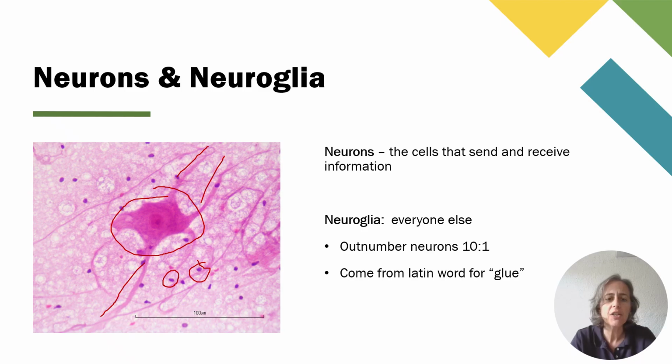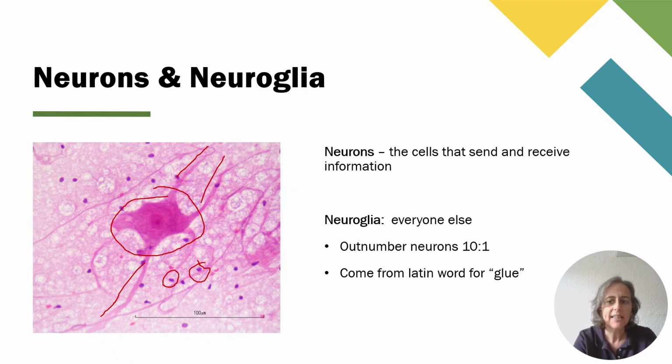When these were first discovered, they didn't really know what they did. They thought, well, maybe they're just holding the neurons together, so they got named neuroglia. It comes from the Latin word for glue, glia. So they thought they're just holding everything together. We now know that there's different types of neuroglia. They do lots of different things, but that's where that general term came from.